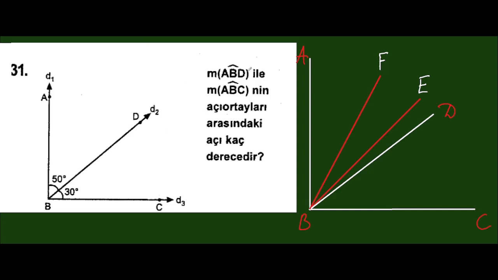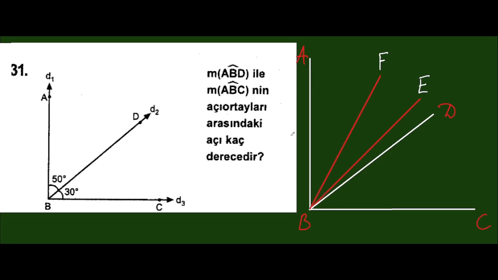So it is saying in Turkish, I drew two lines here. So it is BE and BF. It is saying that we have to find out the angle between the bisectors of ABD and ABC. I am saying median, but I want to say bisector. So the bisector of ABC is BE.